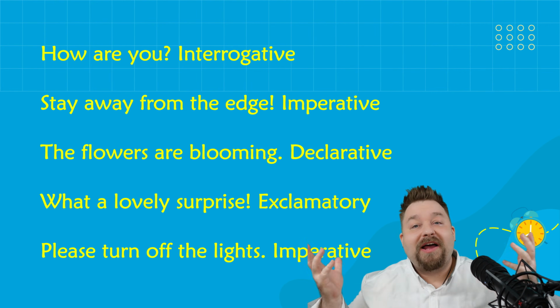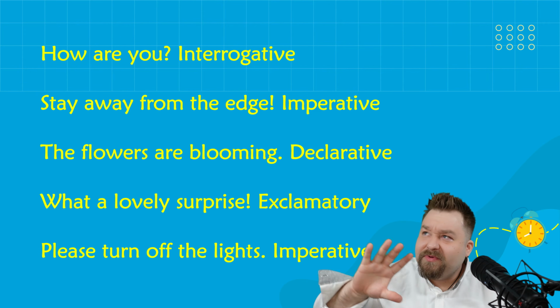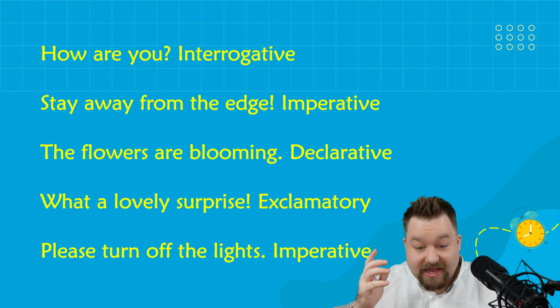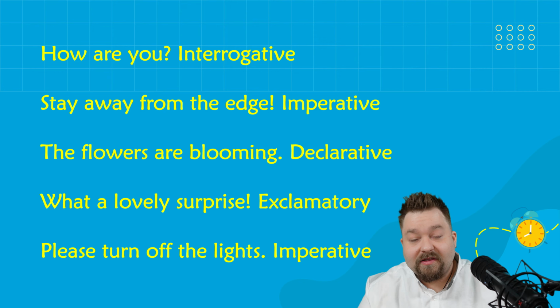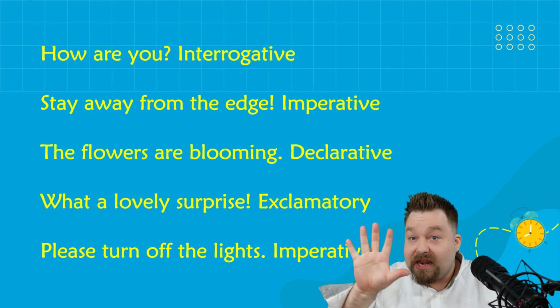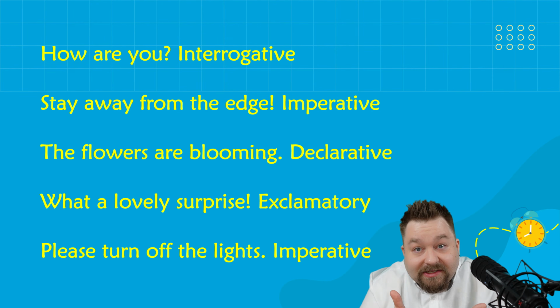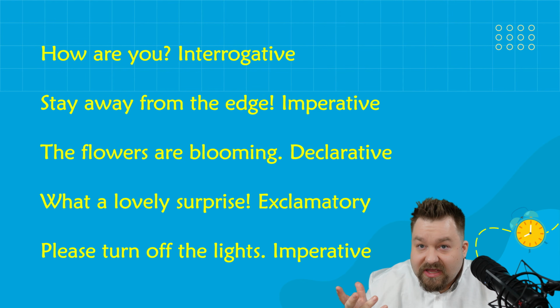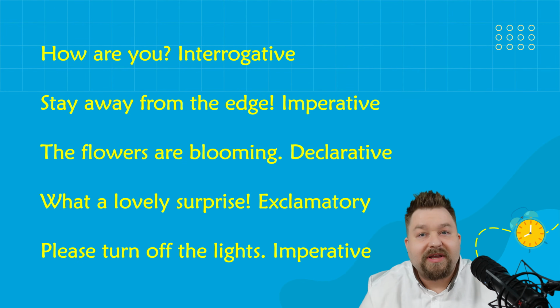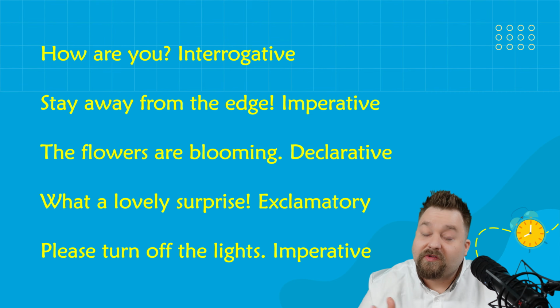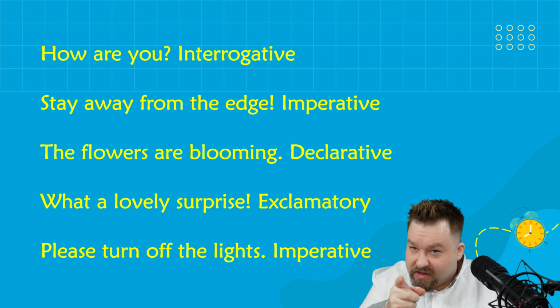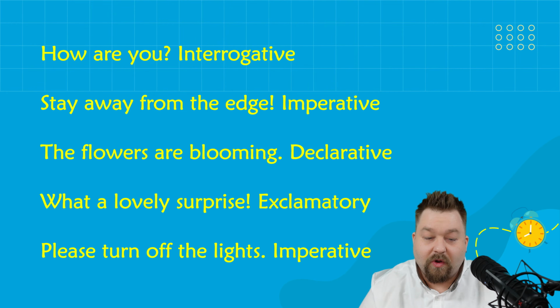Question number 4, or sentence number 4. What a lovely surprise. Wow. Just like that beautiful sunset. It's an exclamatory sentence. It's exciting, right? It's great. Exclamation point. And number 5, please turn off the lights. It's a request. It is not a loud thing. It's not exciting. It's just a request. So it's a period, but it's also an imperative sentence. Okay? Remember, there's 2 types of those imperatives. Sit down. Or, please turn off the lights. Cool.